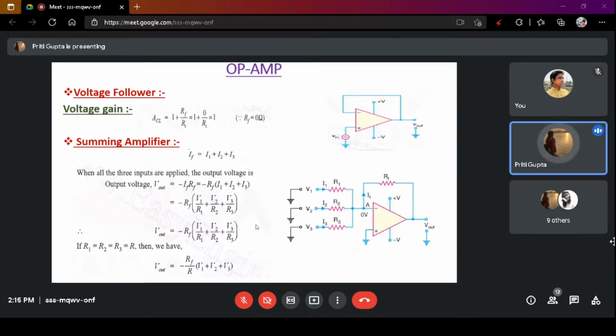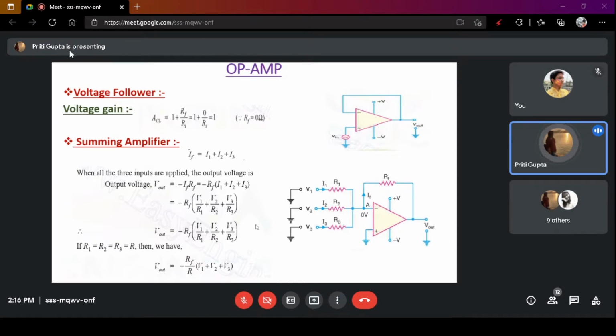Obviously, IF equals I1 plus I2 plus I3, because with respect to node A, IF is the outgoing current and I1, I2 and I3 are the inward currents. So outgoing current equals the summation of inward currents according to KCL. Now V output will be minus RF into IF, because the output signal will be inverted since we are giving the signal at the inverting terminal. Instead of IF, we substitute I1 plus I2 plus I3.